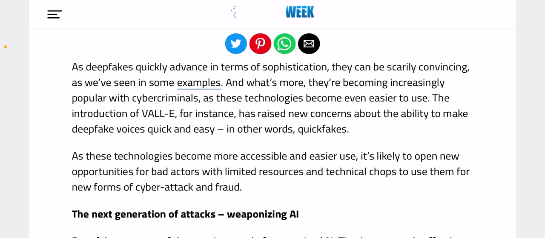The introduction of Val-E, for instance, has raised new concerns about the ability to make deepfake voices quick and easy. So now they're able to also mimic your voice.